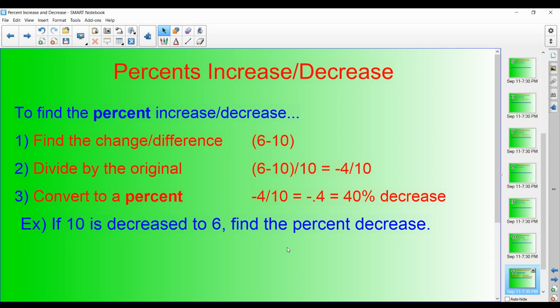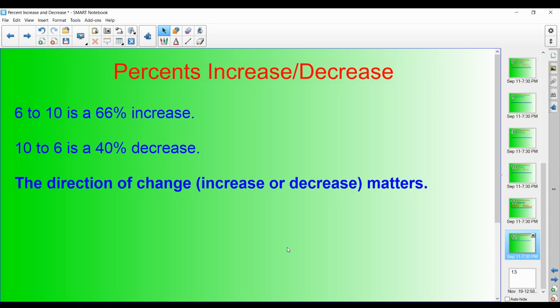Now, the last really important thing to notice is I used the same two numbers. I used from 6 to 10 and from 10 to 6, and their percentages were different because it all depends upon which one was the original. So it matters if I go from 6 to 10, I'm going up 67%, but if I go down from 10 to 6, I'm only going down 40%. So the direction of the change, whether it's an increase or decrease, matters for what the percent is. They are not interchangeable. And that is percentage increase and percentage decrease.